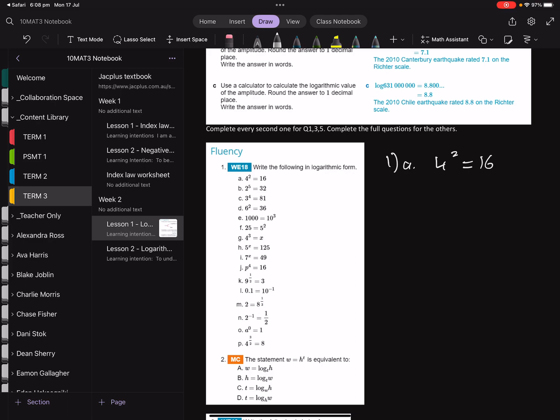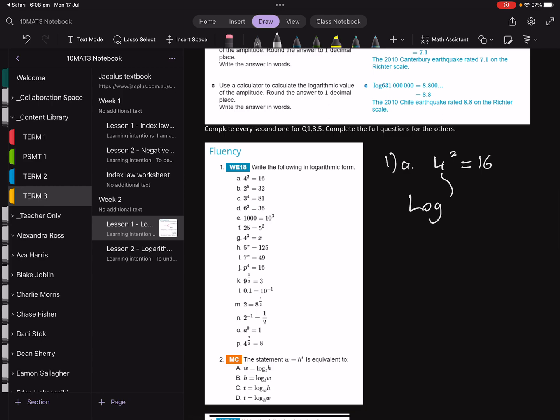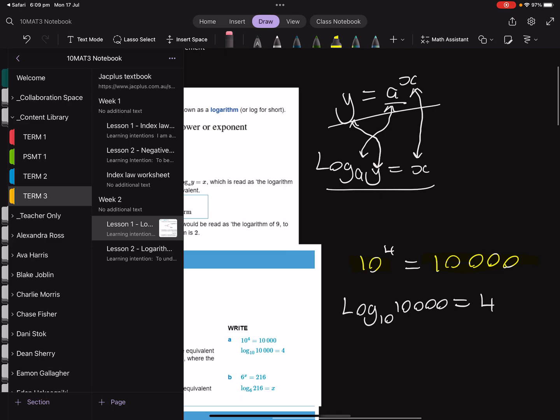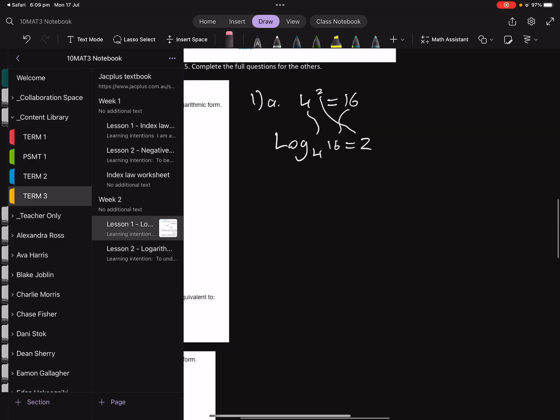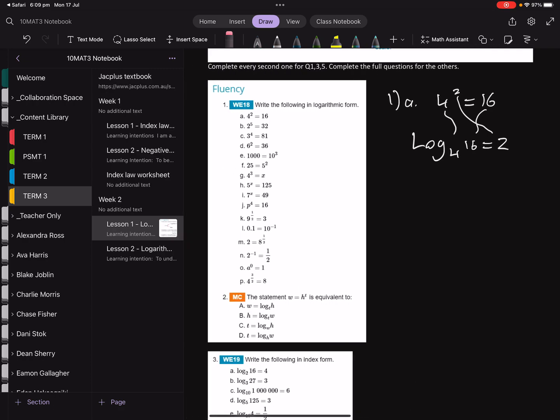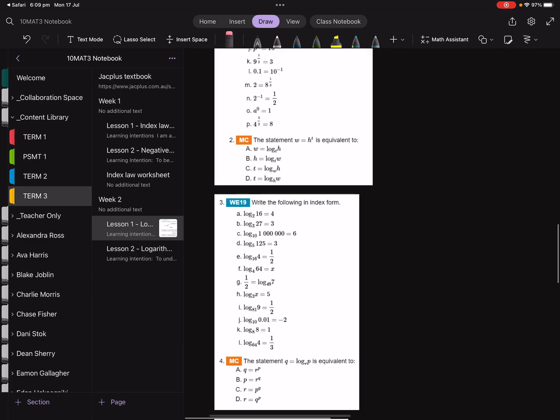Right. So we know we've got our log to the power of our base, 2. How easy is that? Just like that. And we can double check this by looking up here. Let's have a look. Right. So our A value down, our Y value down, and our X value down. Easy as that.